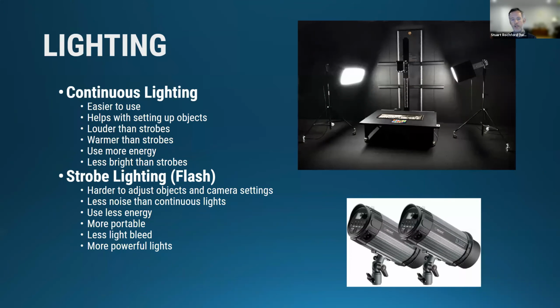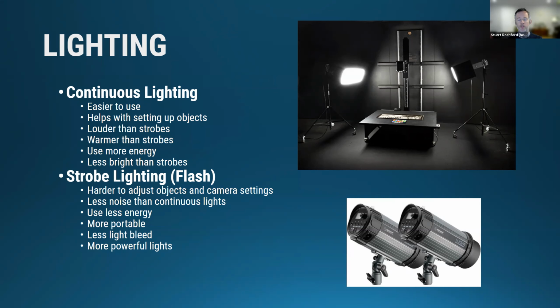Strobe lights or flashes, those are good. I recommend them if you need to have a lot of light, especially if you need to be portable. Those flashes and strobes can move around a lot easier than the big continuous lights. They're also much more quiet. They use less energy. And yeah, they are very good for a lot of material. They have the benefits and the cons, of course.